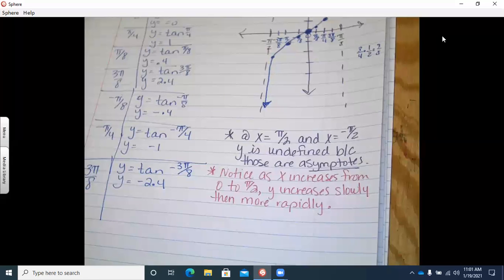Now, what do you think your range is going to be? Your range is your y values, right? Your range will be all real numbers always for tangent. I don't think we really talk about stretches and shrinks with tangent. I don't want to answer that 100%, but not that I have in my notes anywhere.